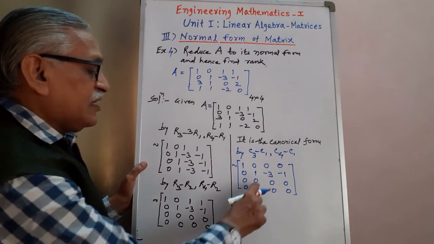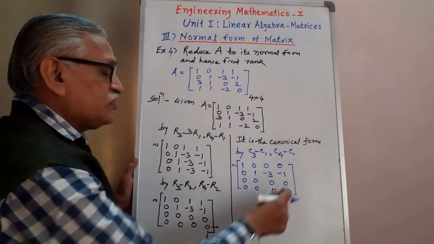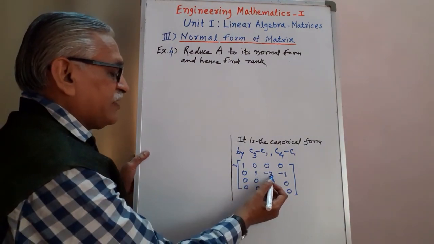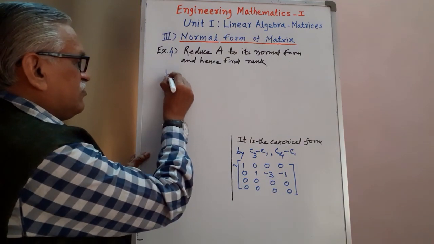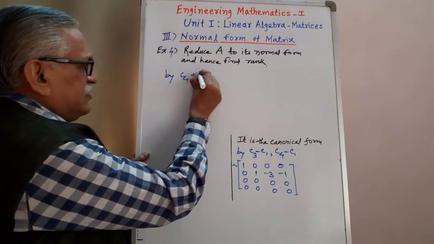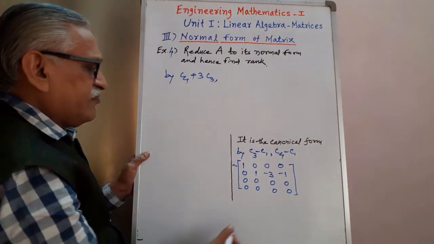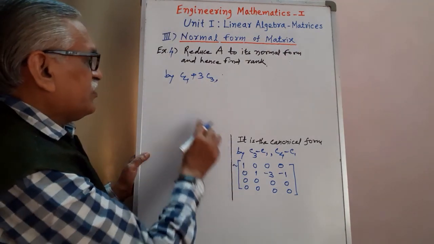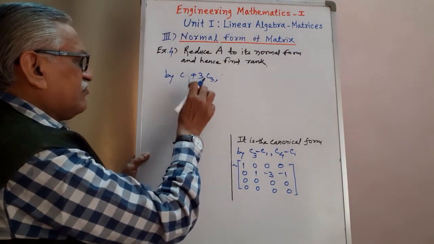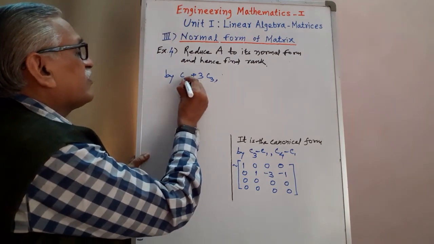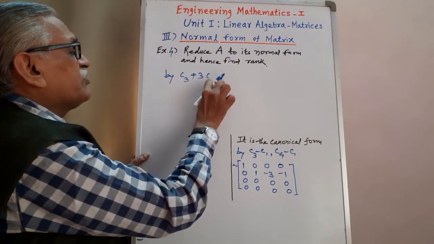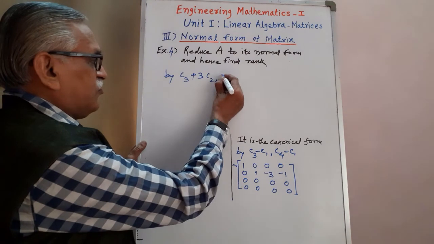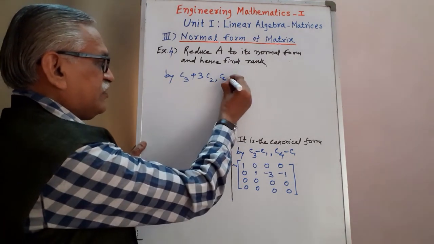Then using this one, we try to convert this to 0. The transformations are, for this, minus 3 plus 3 we get 0. Therefore, it is C4 plus 3 times C3. Minus 1 plus 1 is 0, it is C3 plus 3 times C2. Minus 1 plus 1 is 0, it is C4 plus C2.